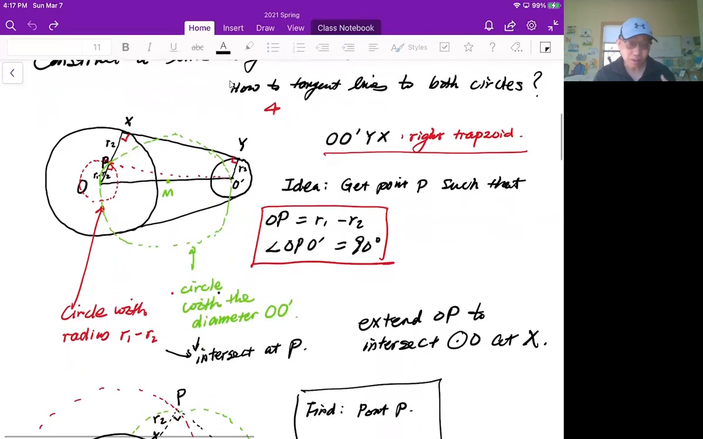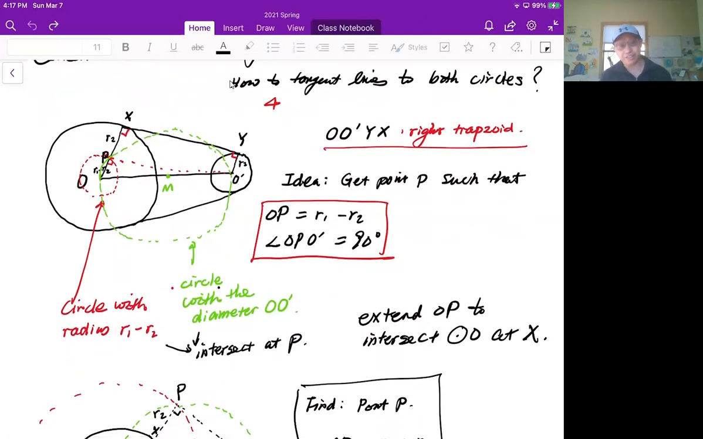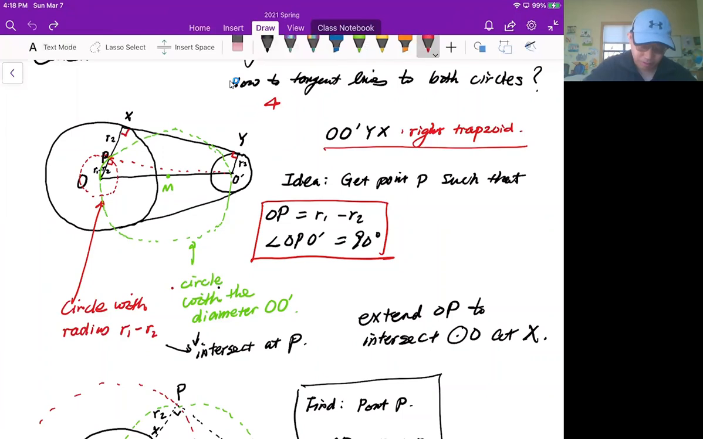Okay, so here's the first scenario. We want to find the tangent line XY so that both circles are on the same side of the line. The basic idea is to shift XY to PO prime. I'm going to move the XY to here. As long as I can construct that line, then I can get X and Y. So that's what we did last time.